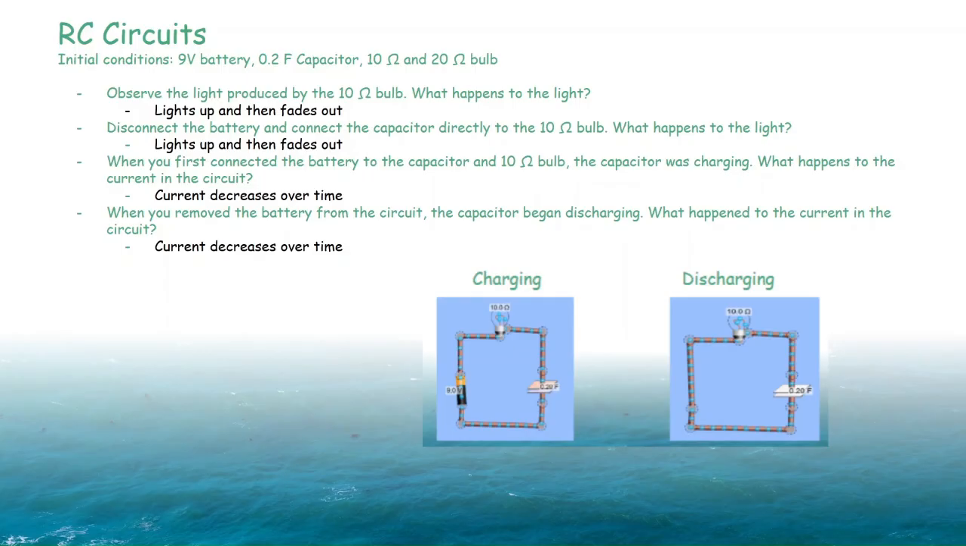When I first connected the battery to the capacitor and 10 ohm bulb and the capacitor was charging, the current began to decrease over time. When I removed the battery from the circuit and the capacitor began discharging, the current decreased over time.